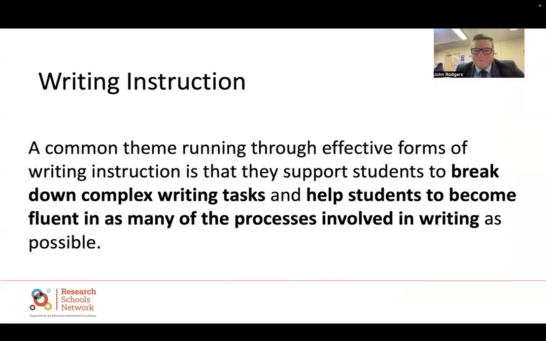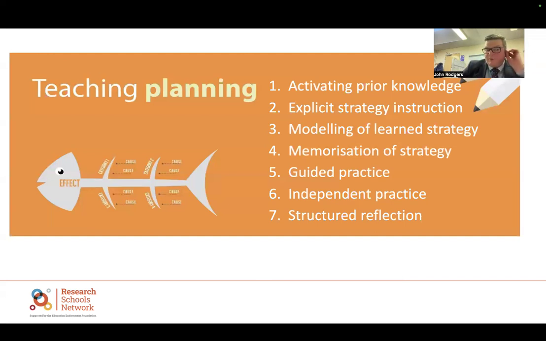So, yeah, it's difficult. As we know, a common theme running through effective forms of instruction is that we're breaking it down and helping students to become as fluent in these processes as quickly as they can. So that might involve planning. We talked about this. On the left there, you might recognize, particularly if you're a history teacher, what's called a fishbone diagram. It's a way of graphically organizing knowledge beforehand and then using that as a plan towards what you're going to write down.